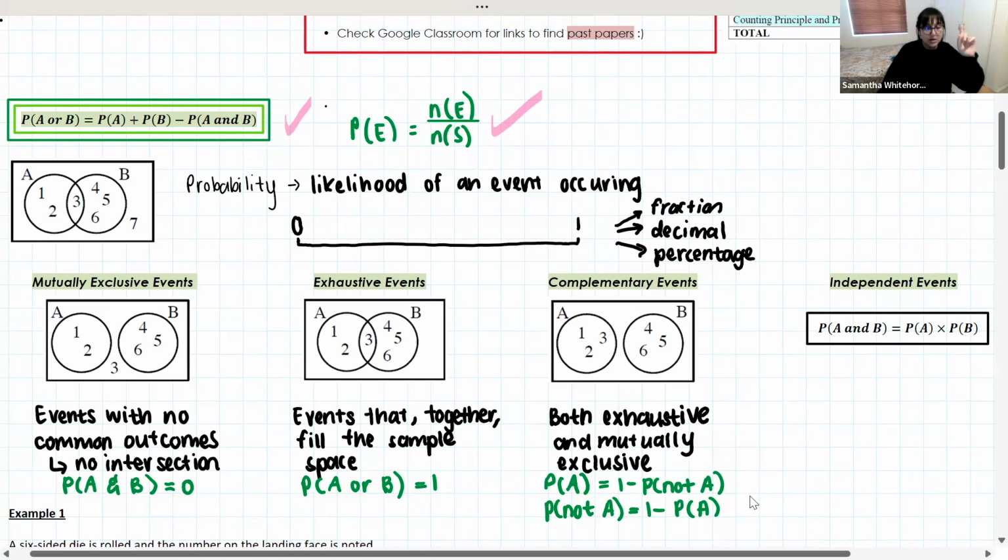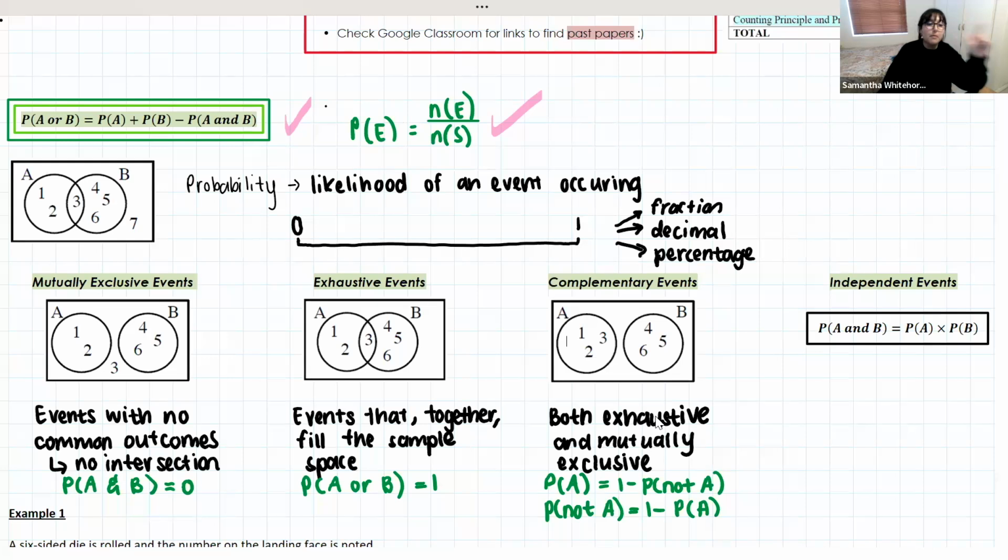I think I've got an example later on, but if not, I will draw it in for you. But that's essentially what complementary events are. They're both exhaustive and mutually exclusive. Because they are both of those things, if you wanted the probability of event A, you would just say 1 minus not A, so everything outside of A. If you wanted the probability of event B, 1 minus not B, everything outside of event B.